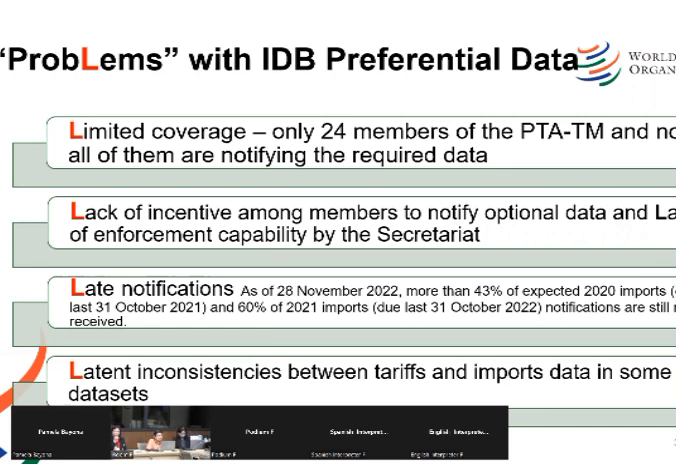Notifications often come late. So as of yesterday, more than 43% of expected 2020 imports and 60% of 2021 imports are still not received. So in terms of 2020 imports, those were due for already more than a year. And this is very common for data sets that come sometimes from different agencies. There are inconsistencies sometimes between the tariffs, the codes used for the applied tariff notification, and those used for imports data.